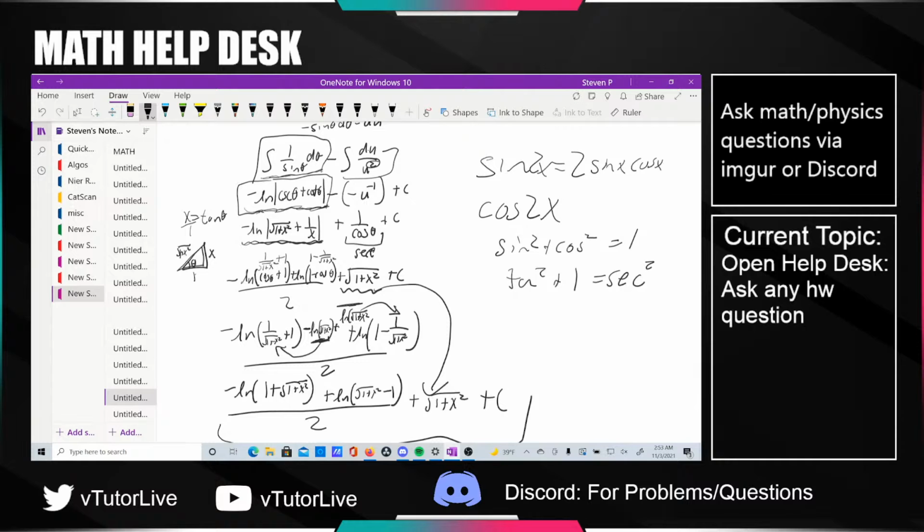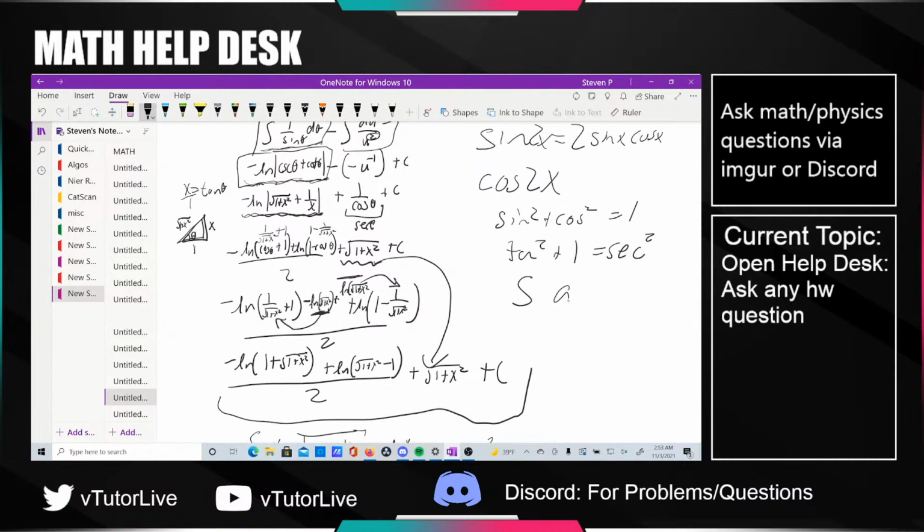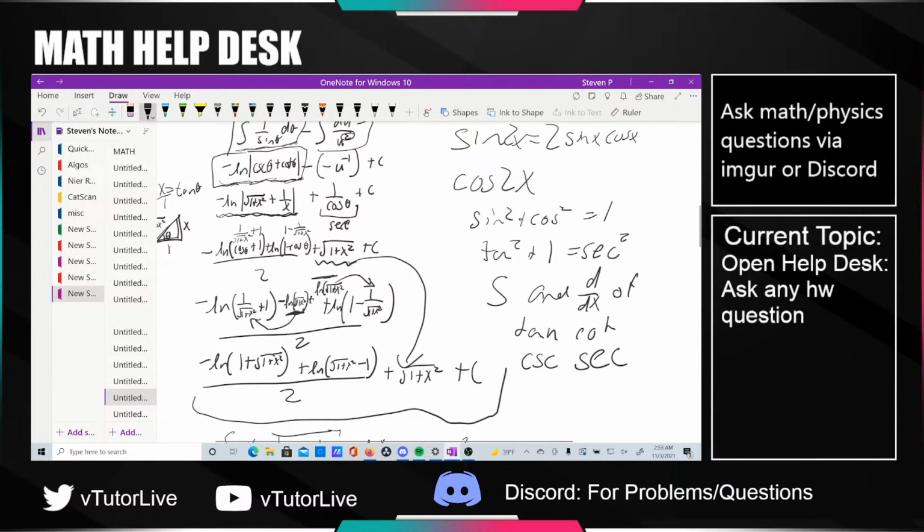What else? Okay. The basic integrals and derivatives of, I guess, all these things, right? Like sine and cosine, obviously, those are easy, but tan, cotan, cosecant, and secant. You're going to want to know integrals and derivatives of all these. Yeah, tan and cotan have nice derivatives. They just turn into secant squared and minus cosecant squared.